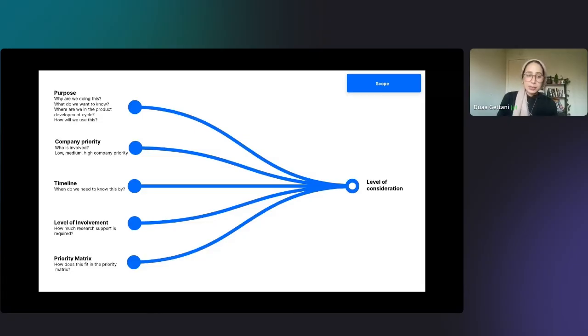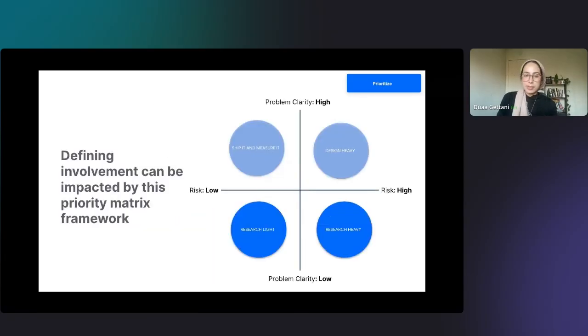And then finally, we look at the priority matrix and how this fits into that structure. The level of involvement can be impacted by this priority matrix, which folks have probably seen before. If the risk is high and the problem clarity is very low, that's where we would want research to focus in as much as possible and be research heavy, because with such high risk and low clarity, research has a great place to be a part of the foundational structure of a work stream.